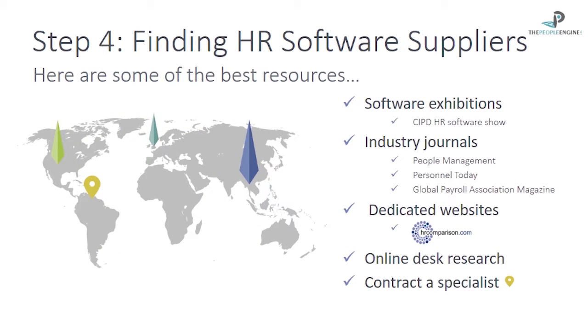Now, how do we find vendors? Right, some of the best sources are software exhibitions. So typically the CIPD HR Software Show is probably the biggest and most representative in the UK. Industry journals such as People Management, Personnel Today, the Global Payroll Association magazine. Dedicated websites such as HR Comparison. Your online desk research, although that can be a little haphazard because you won't find them all at all. A lot of them you'll find only are those which are registered high in the Google search engine.